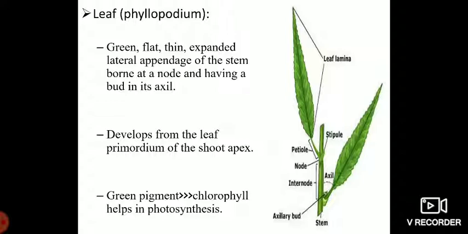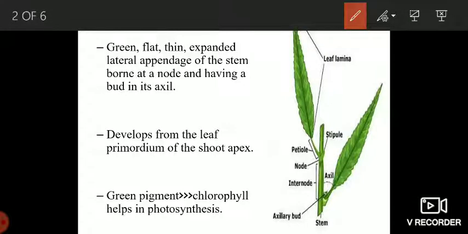A leaf is also known as phylopodium in botanical terminology, and if you have to define a leaf, it is a green, flat, thin, expanded lateral appendage of the stem, which is present at a node and also possesses a bud in its axil. Here you can see this is the leaf which has come out from this position. Okay, and this position where a leaf arises, this is known as node, and this leaf also possesses a small bud in its axil which is known as axillary bud. I have already told you.